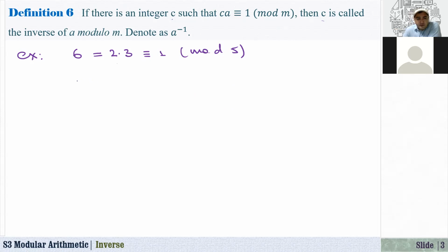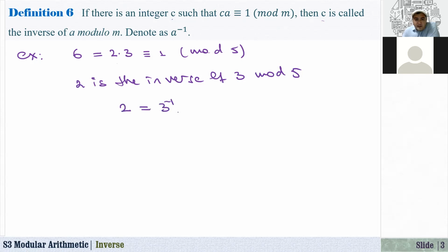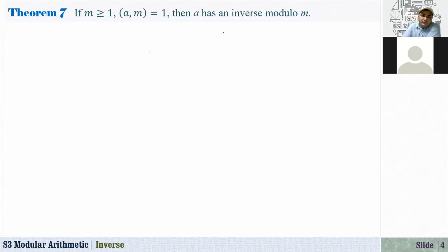So here, what is 2? I can write here, 2 is the inverse of 3 modulo 5. So I can write 2 is equal to 3 to the minus 1. Actually, this minus 1 is not a power, okay? It's not like 1 over 3. Maybe you can understand it as 1 over 3, but actually it is the inverse, which satisfies this condition, so that C times A is congruent to 1 modulo M. That means C is the inverse of A.